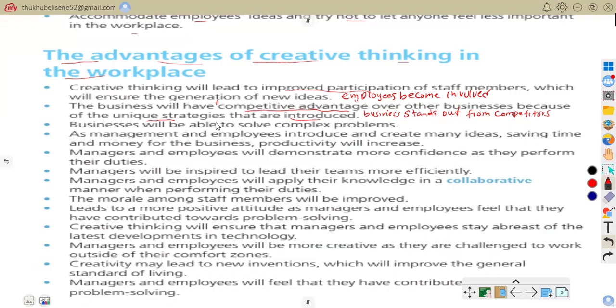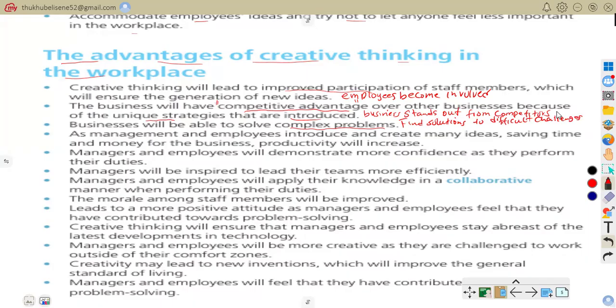Also, it says the business will be able to solve complex problems. Complex problems are going to be solved. So it helps find solutions to difficult challenges. So that is that.